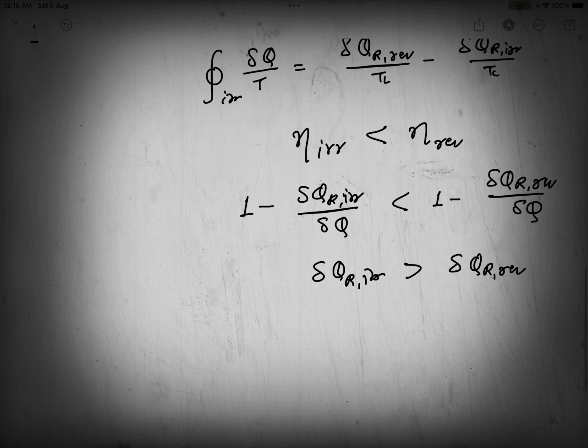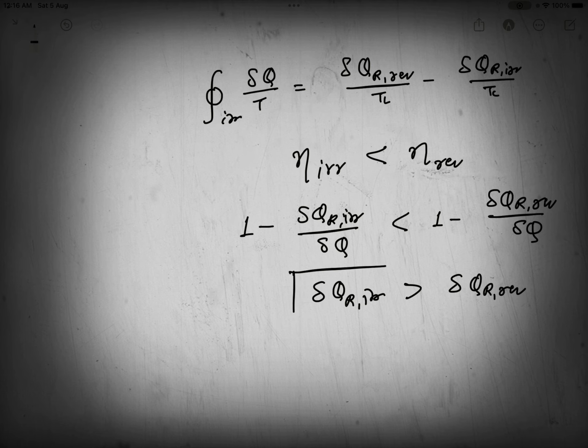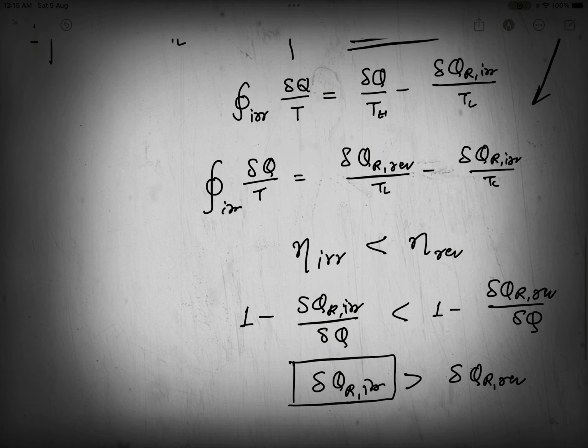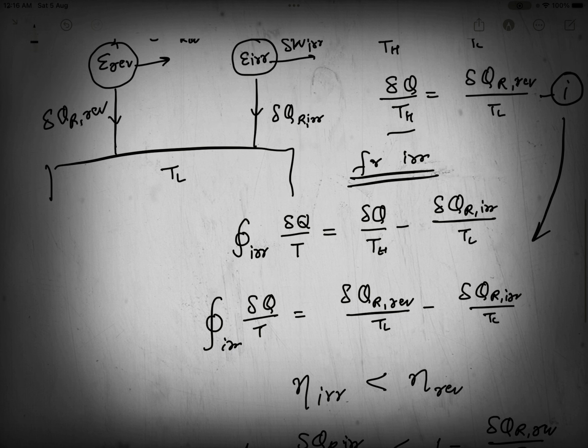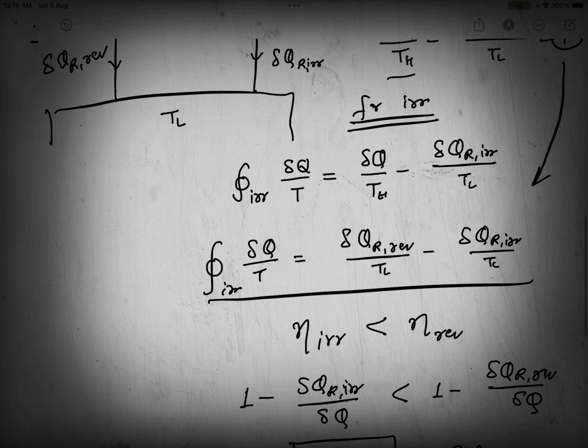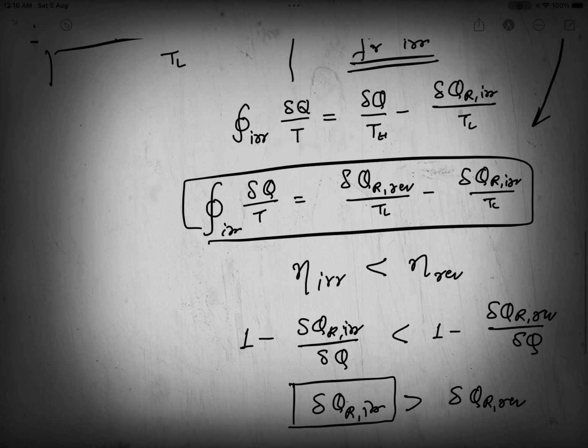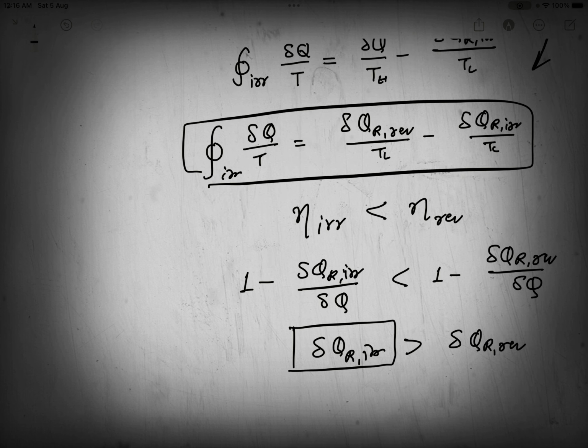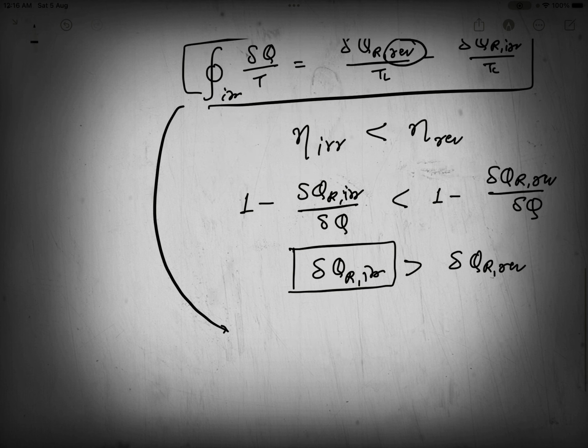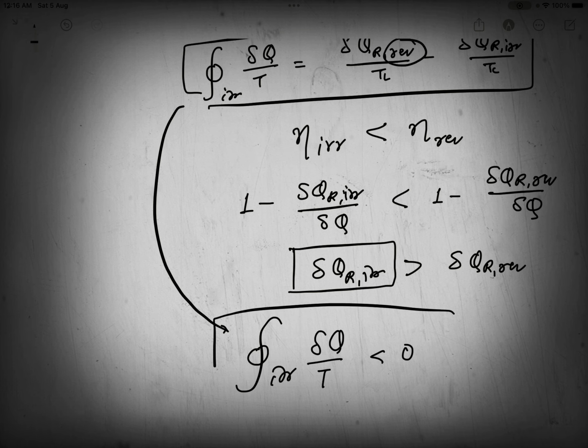So because the irreversible heat rejected is more, and from this equation TL is the same and the reversible term is less, we can write the closed integral of irreversible del Q upon T is less than 0. This is the Clausius inequality for the irreversible heat engine.